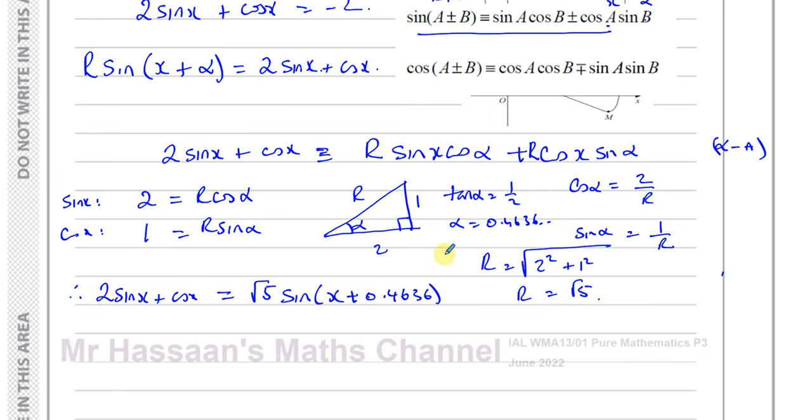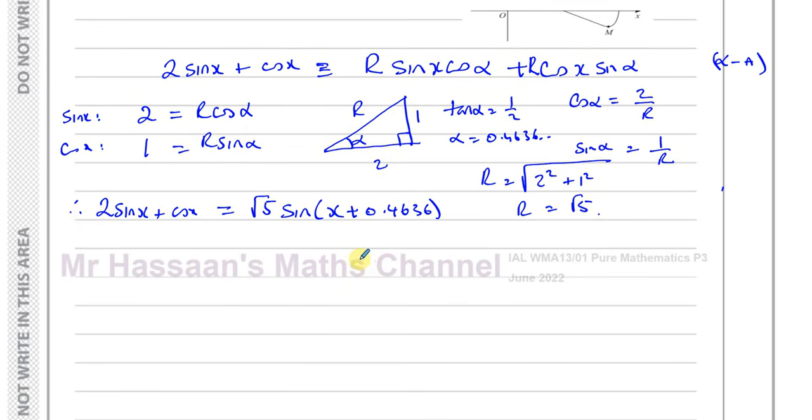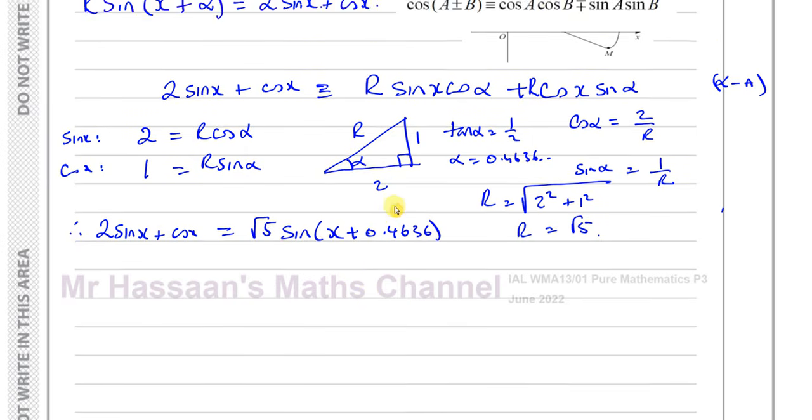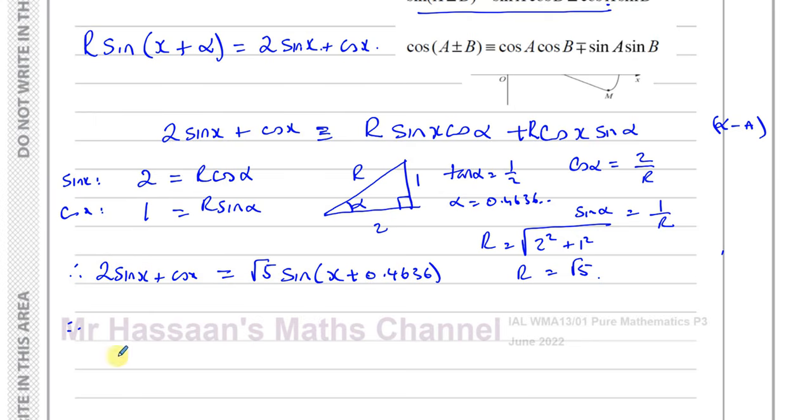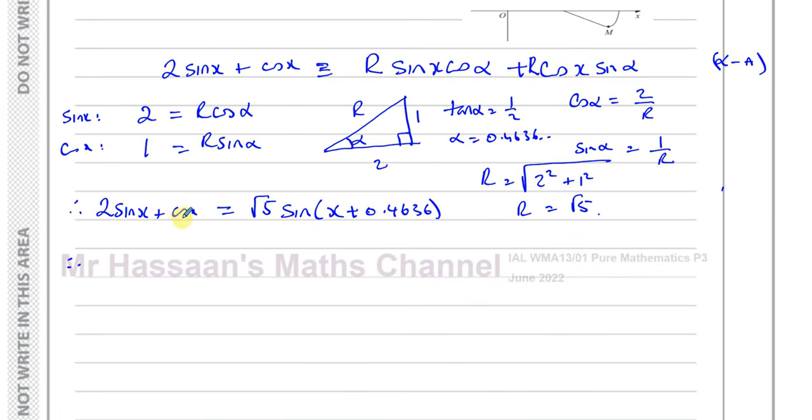Okay, something that's going to help us now, because, as we know, we're trying to solve the equation 2 sine x plus cosine x equals -2. Well, 2 sine x plus cosine x can be written in this form. So I can now say the square root of 5 times sine of x plus 0.4636 is equal to -2.